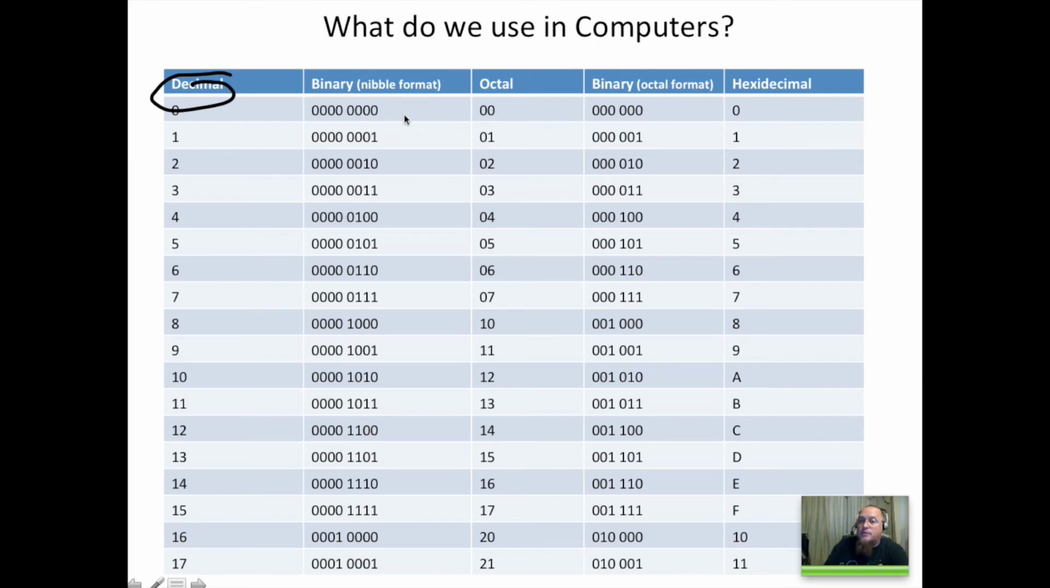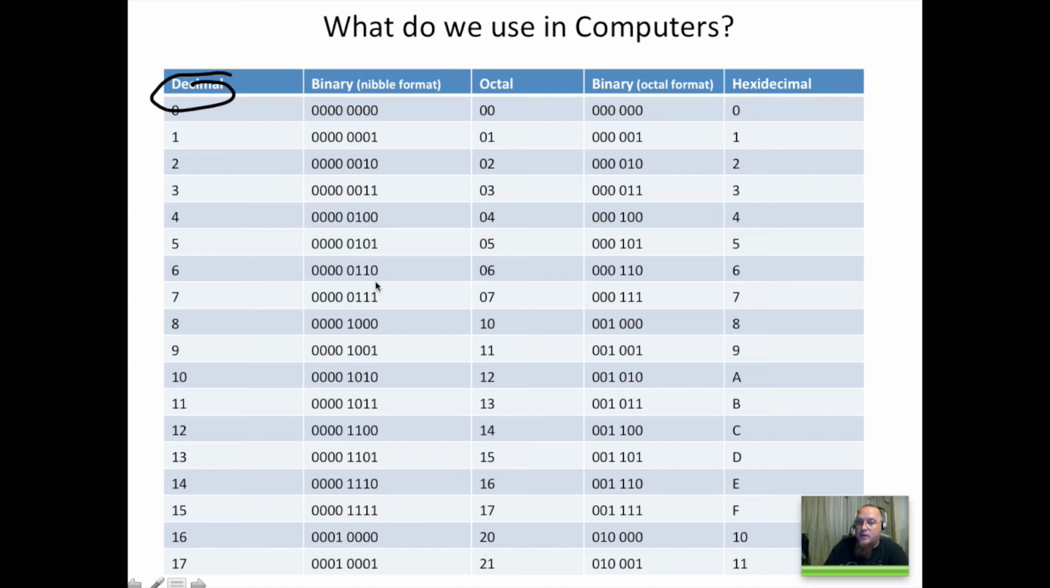Binary does come in two formats, and it's basically how we represent it. Binary is binary no matter what, don't get me wrong, but it's how we represent binary. There's what's called a nibble format, where you put 4 binary digits, then a space and another 4 binary digits. And then there's what's called octal format, which is 3 binary numbers separated by a space and another 3 binary numbers. And it all depends on how you want to represent binary.